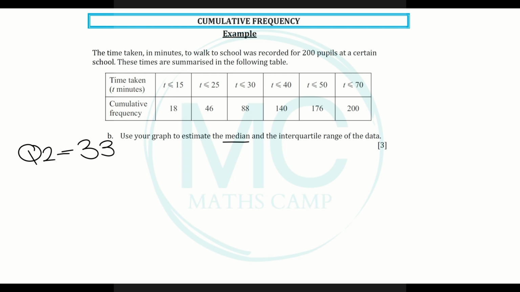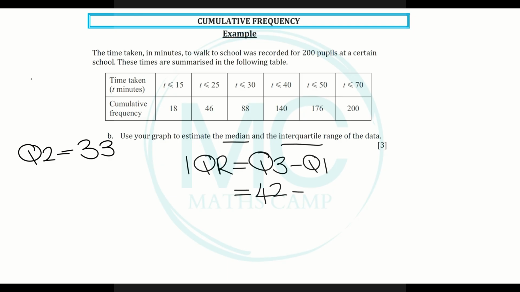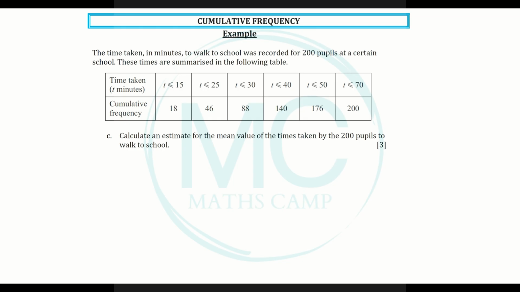We also need the interquartile range. We know that to find the interquartile range, we say Q3 minus Q1. We know that Q3 is 42. I can say 42 minus Q1, which I know is 26. And I see that my interquartile range is 16. And now I can move on to part C.